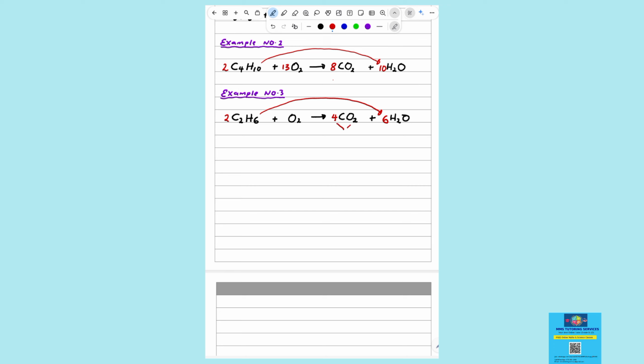So this is 4 times 2, which is 8. It's 6 times 1, which is 6. This gives me a total of 14. So I'm going to divide my 14 by 2, which gives me 7. I'm going to take my 7 and put it there. Then my equation must be balanced. Once I'm done with that, then I can erase this. This is a balanced chemical equation.